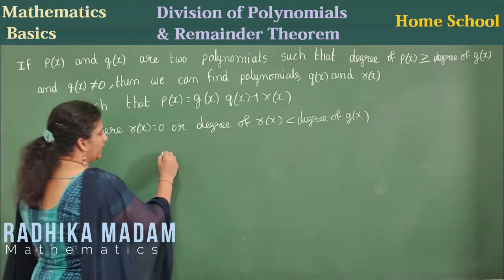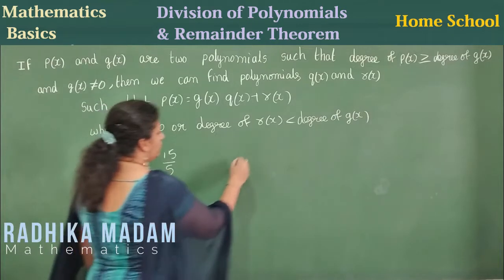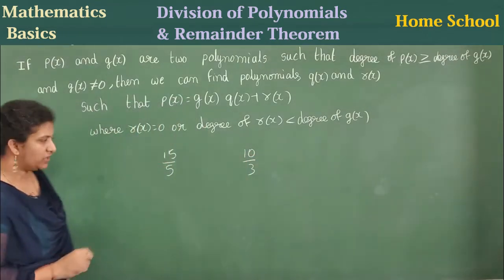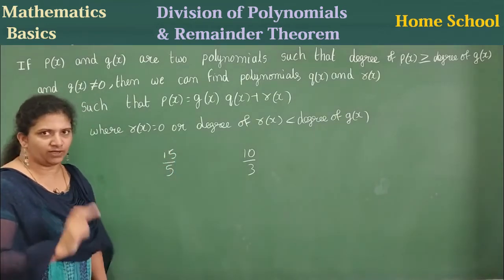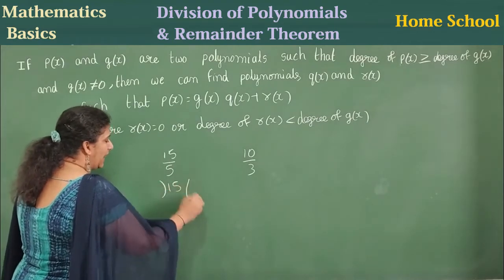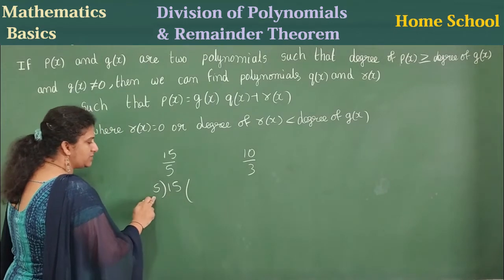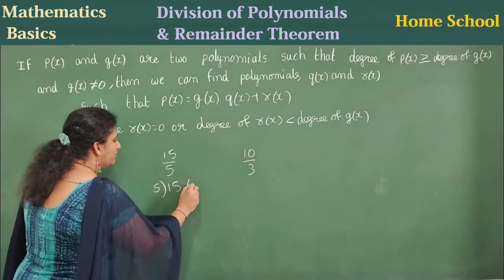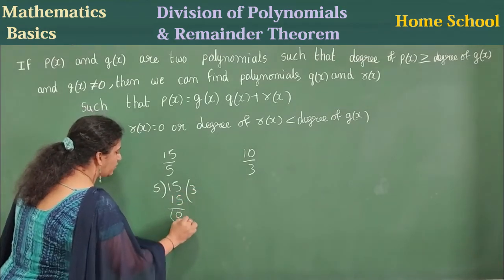So let me take 15 divided by 5 or 10 divided by 3. Okay, so how do you do this? 5 threes are 15, directly you will cancel. Or if you do division, what will be happening? 5. Okay, this is a dividend, this is a divisor. Now 5 threes are 15 and you get 0 here.